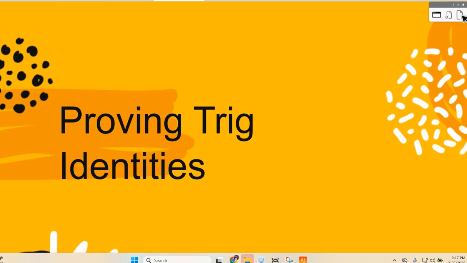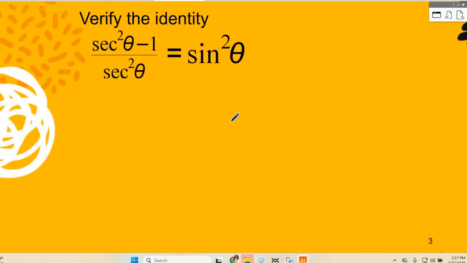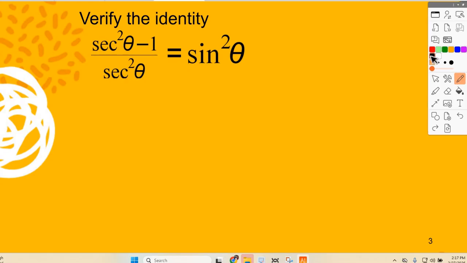Alright, so we're going to look at a couple more examples. On this first one, again, we are verifying the identity. Which means that, again, we're going to start with the more complicated side. So which side for this one looks like it's a little bit more complicated? The left side, I agree. So what do we want to do there?